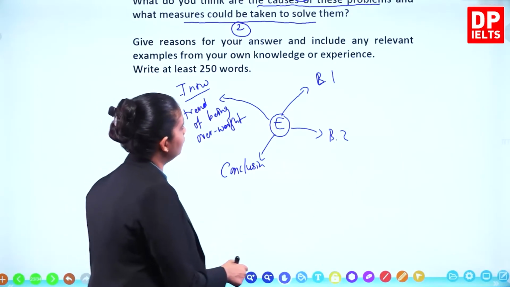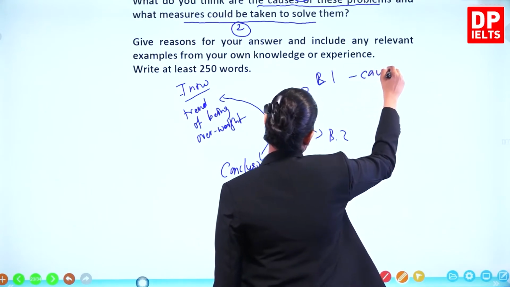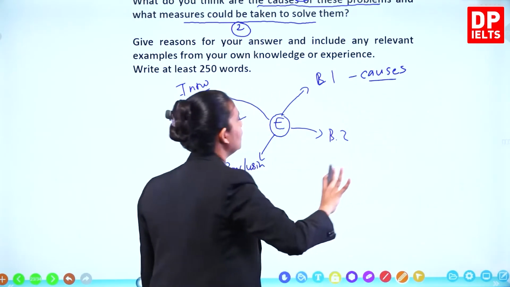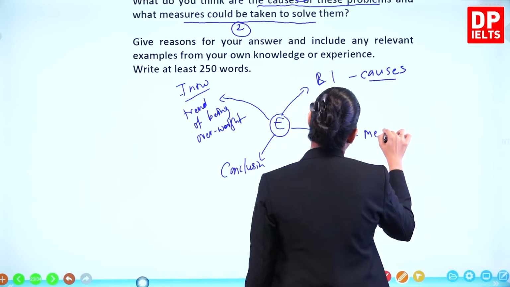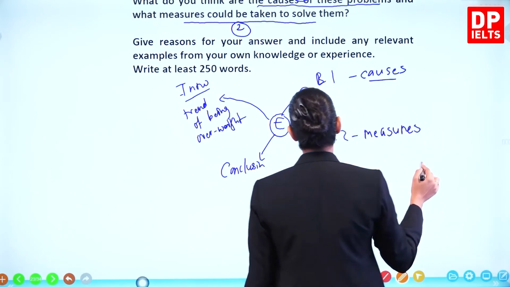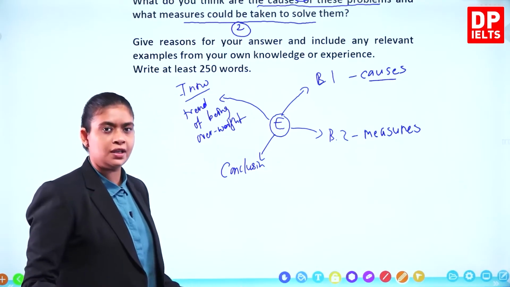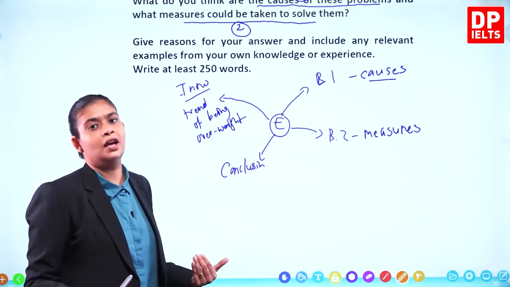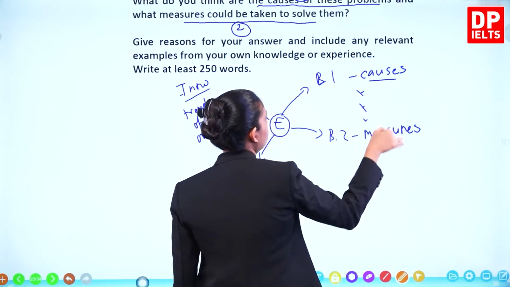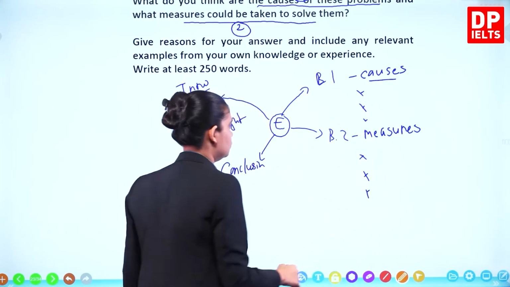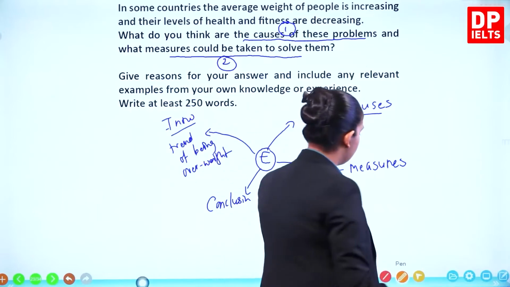Right? So body 1 is where you actually jot down the causes as to why people are becoming overweight. The next one, you could write down the measures. What could be done to solve, okay, these problems? So the problem is actually being overweight and people are not being healthy and they are not being fit enough. So what causes? Maybe 2 to 3 reasons. And then what measures can you take in order to control this situation? Okay. I think for causes, you could jot down busy lifestyle.